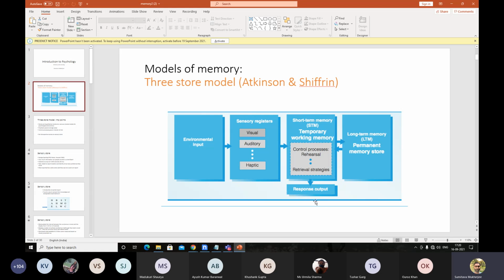This response can be an answer that you give in an exam. It can be a sentence that you produce. It can be a thought that occurs to you. Any kind of response is fine here. So because this proposes that we have three different kinds of storage, it's called the three store model of memory.